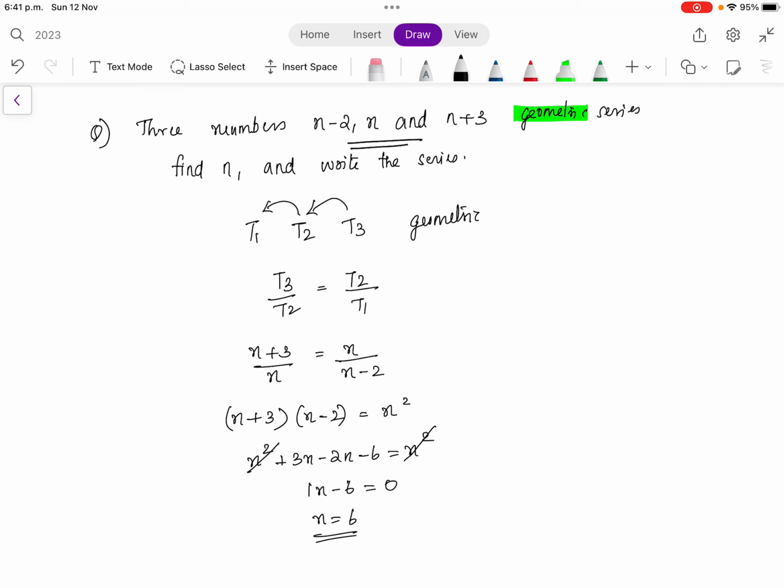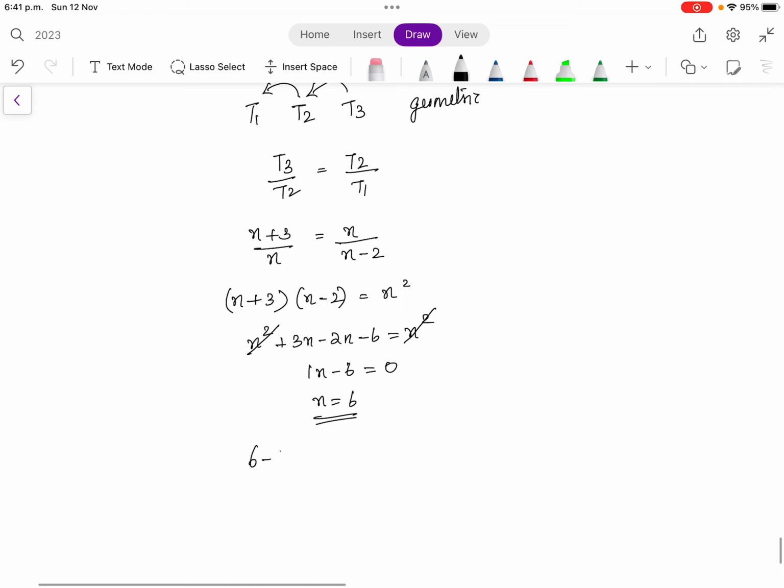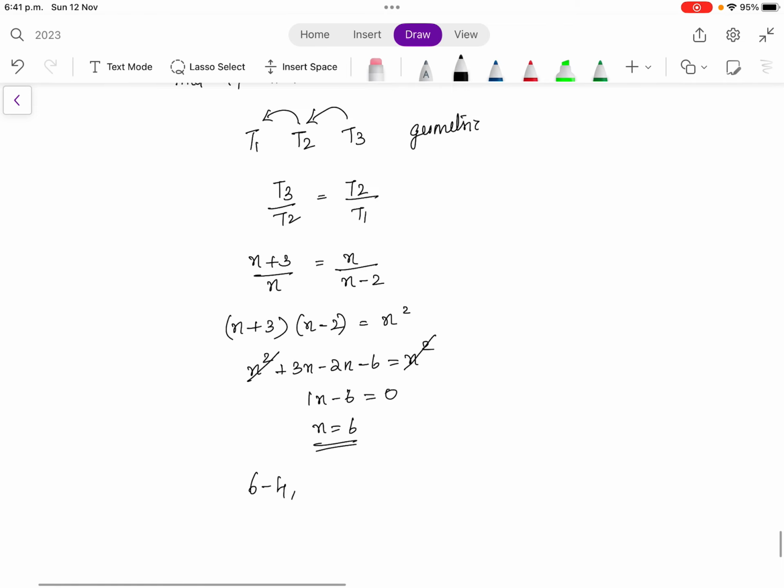And if you need to write the series, you just need to sub in the 6 to the value. So it is 6 minus 2, 6 and 6 plus 3. So that is nothing but 2, 6 and 9. Okay, so this is part of the geometric series. Let me take another question.